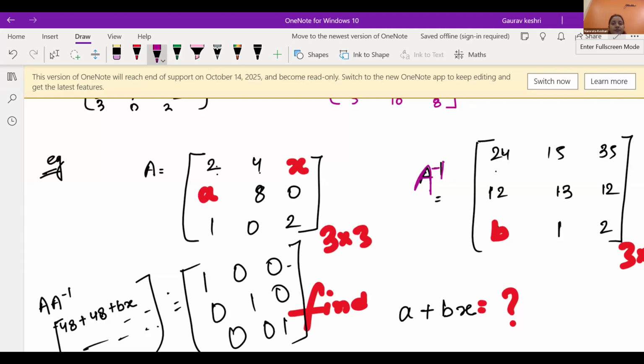So today I'm keeping this much over here. You practice these questions which we have discussed already, and let me know if you are having any confusion.